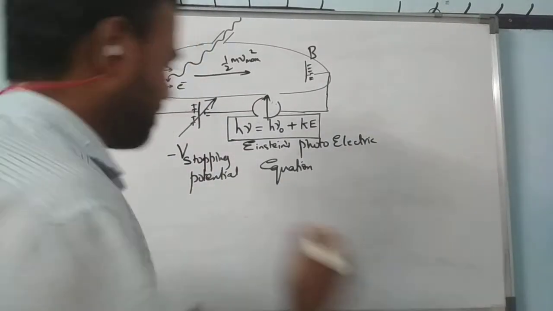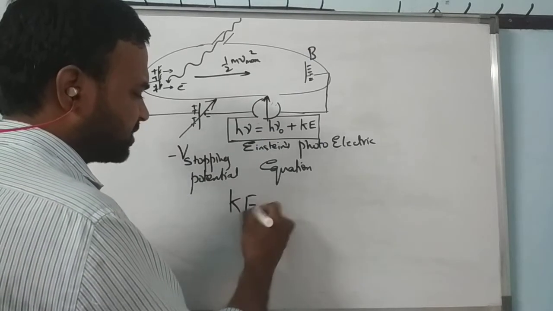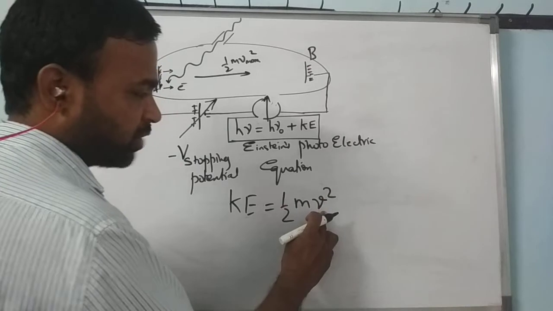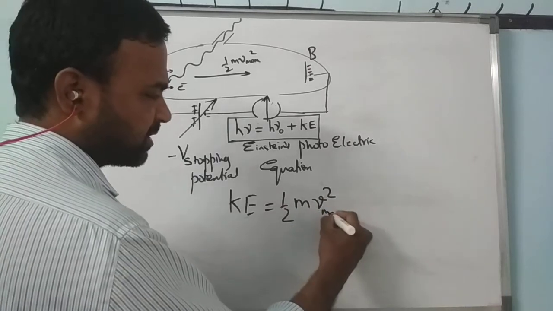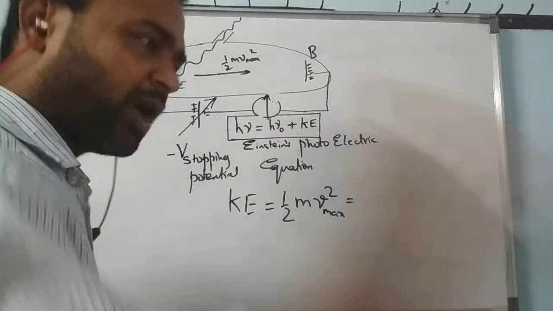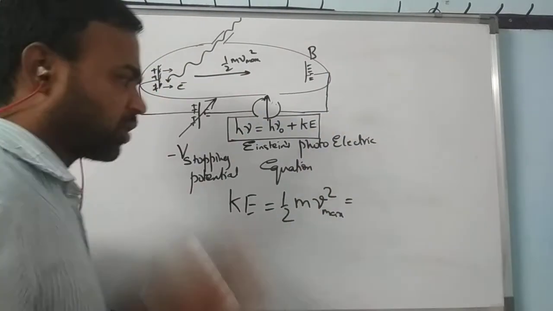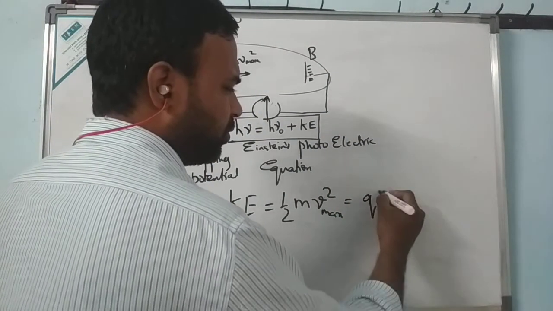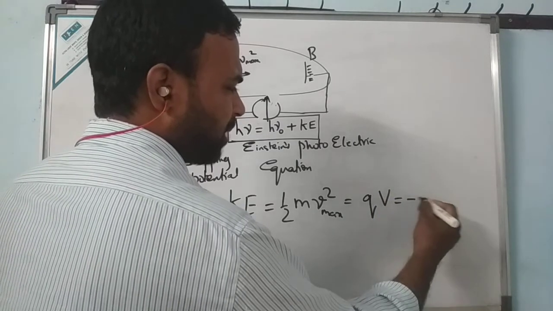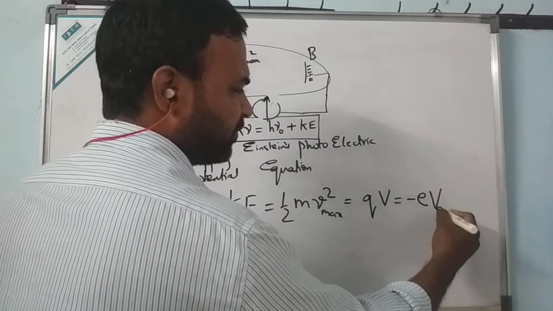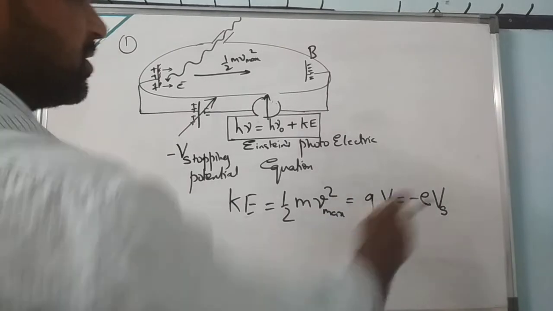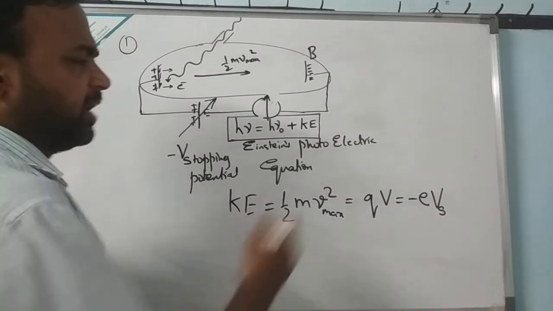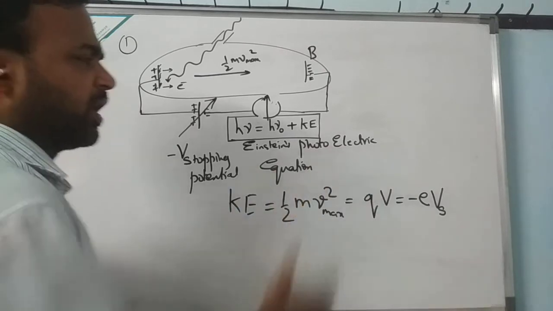How does that happen? The kinetic energy is basically half mv square. This is v max square, which is equal to the work done on the fastest moving electron to stop it. What is work done on a charge? It is basically qV. What is q here? Minus e. And what is V? Vs. So this is the meaning of kinetic energy. This is how we can get the kinetic energy of the fastest moving electron.